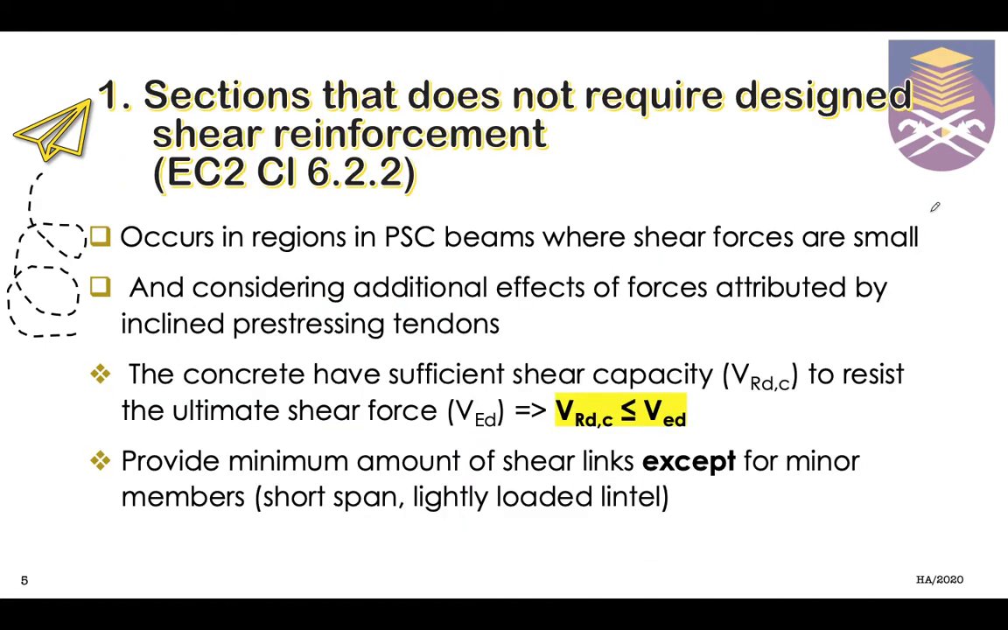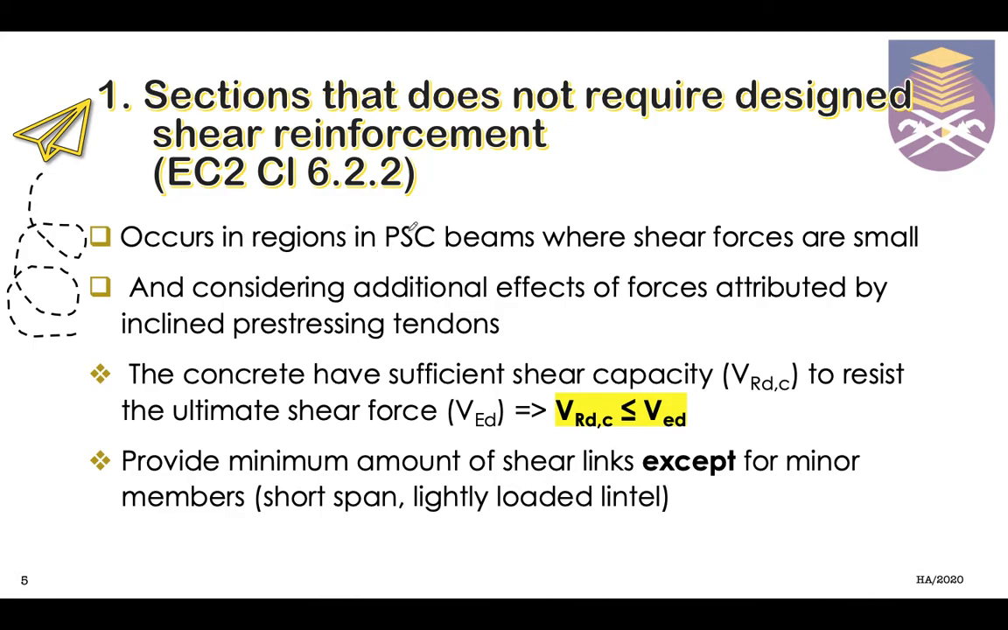Next, as for the design of shear reinforcement, we are going to have three conditions that can be considered. The first one is sections that do not require design shear reinforcement. The basis of the design of shear reinforcement is basically similar to RC design. Even in RC design we have sections that do not require any shear reinforcement. So similarly for prestressed concrete design.